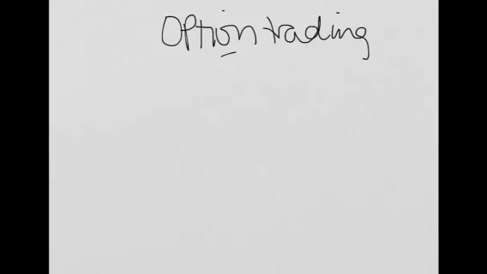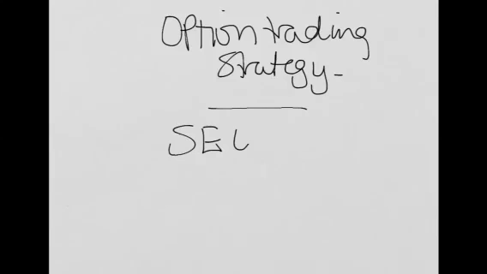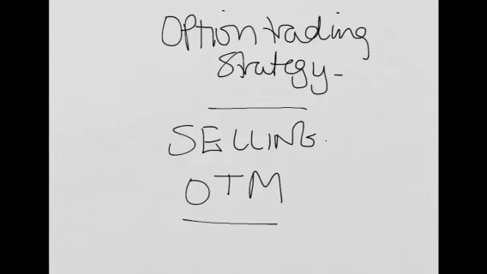So I'm going to explain our option trading strategy. It's very simple. Basically, the strategy, we're going to write down here, option trading strategy. And the option trading strategy is very simple because all we're doing is basically selling options, what they call out of the money. So we call them out of the money, or OTM.